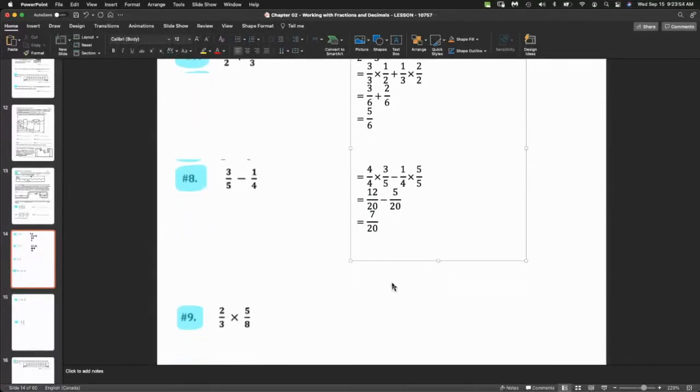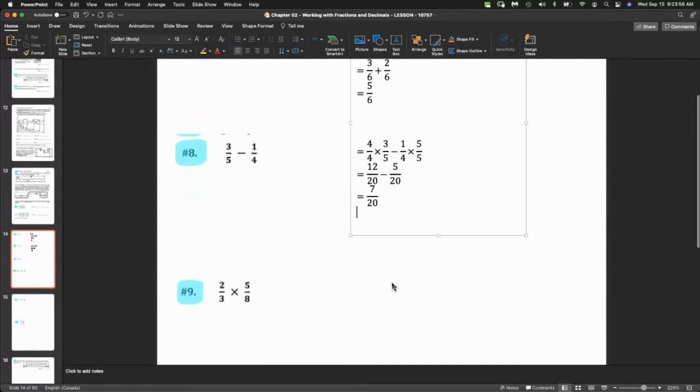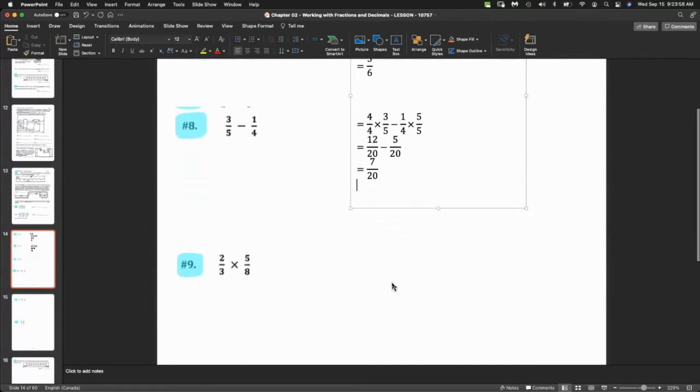I hope you don't mind this pace. I'm not trying to squeeze you too much here. We need to go a little quicker here. Multiplication. I'll put a happy face there. I like multiplication. Top times top, bottom times bottom. Reduce.